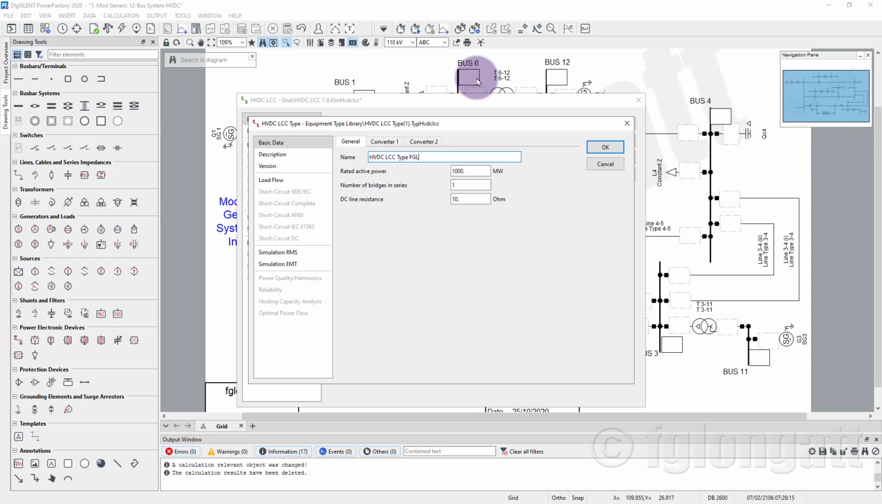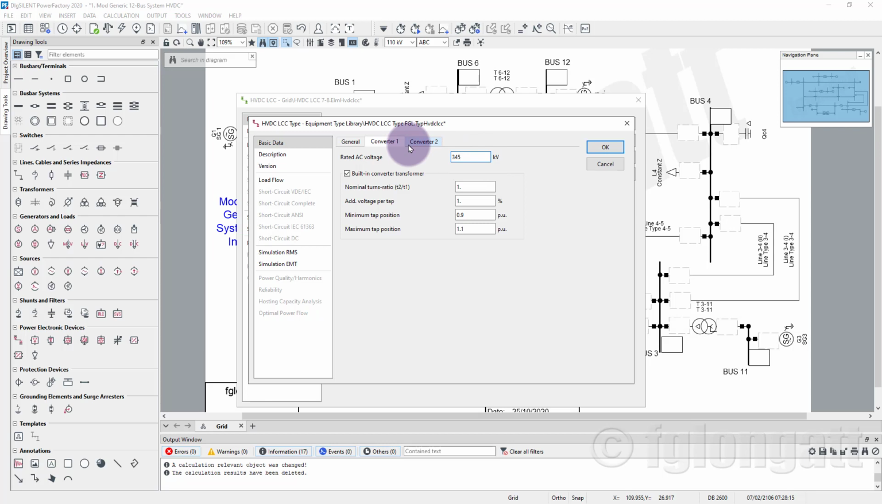In this case, I will say HVDC link LCC type FGL, and I will keep 1000 megawatts as the rated power. And now we have two converter stations, one sending and one receiving. And what I will do now is define the AC rated voltage.